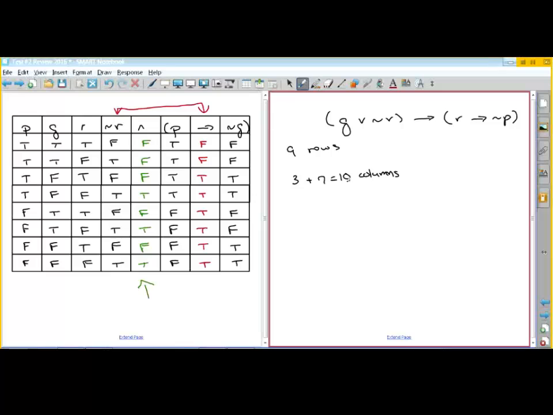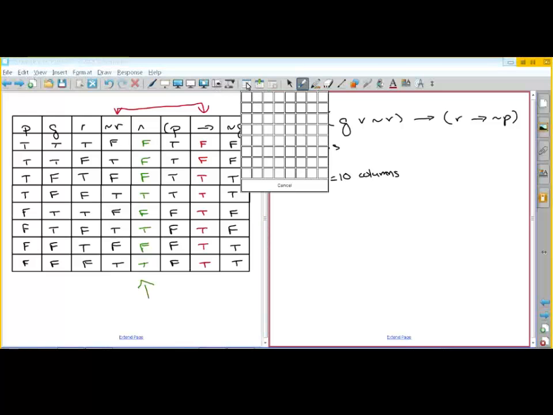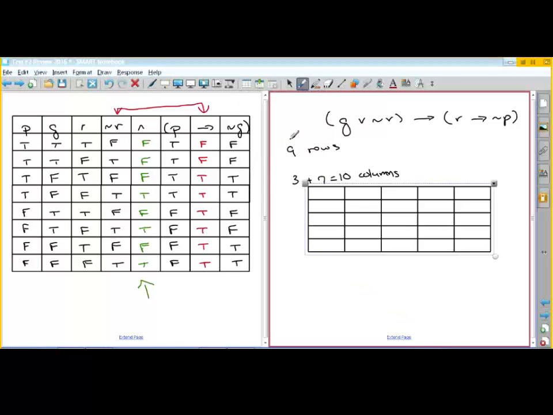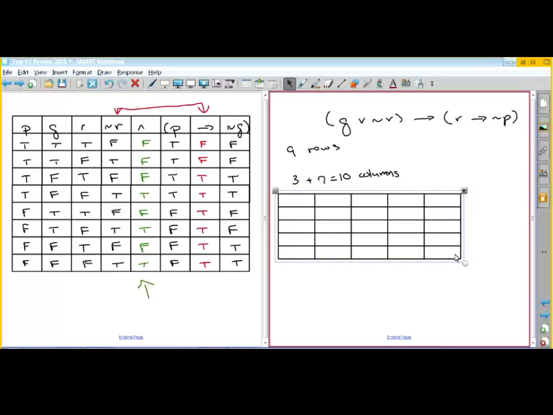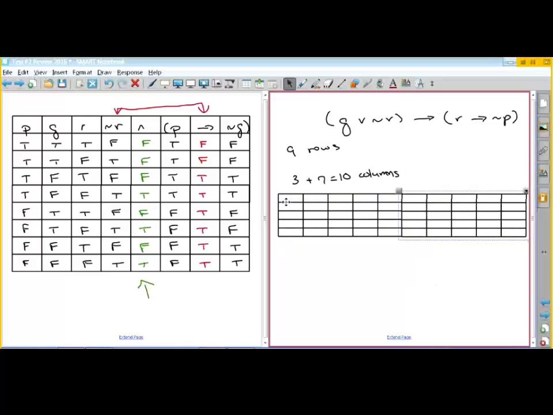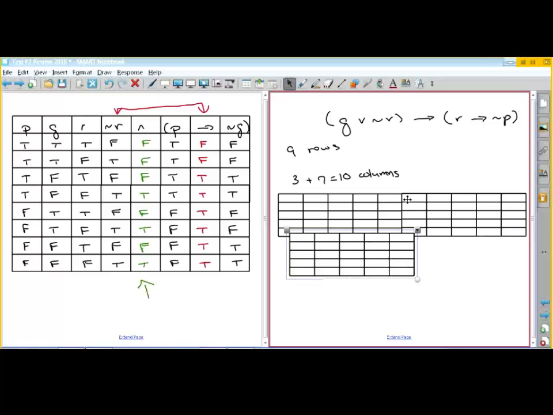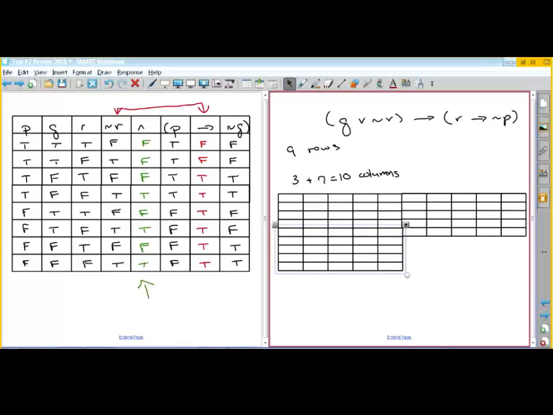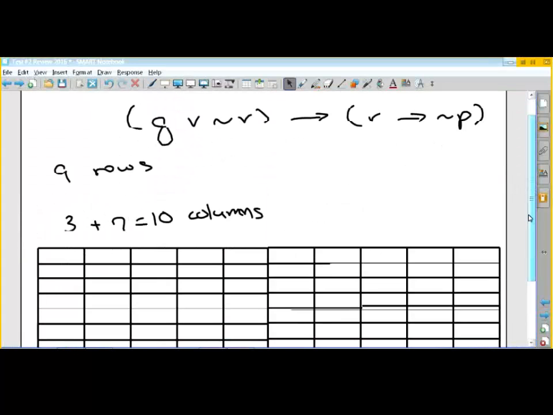Okay, so I want to make my table, which is 10 columns. So I'm going to make 5 columns by 5 rows. Squish this down so I can fit it all. So there's my 10 columns. And we'll overlap one here so we get 9 rows. Okay, so there's my table. So now we've filled it out.